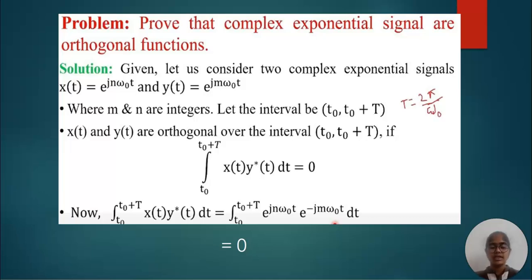Let us do the integration part of the orthogonal signal space. We get 0, because for orthogonal functions the integral becomes 0.